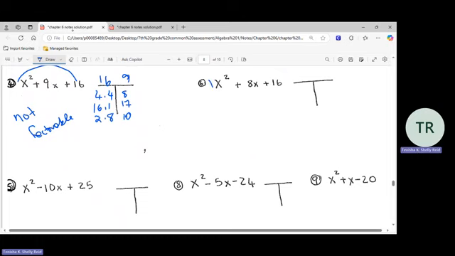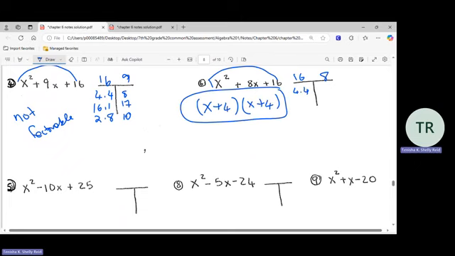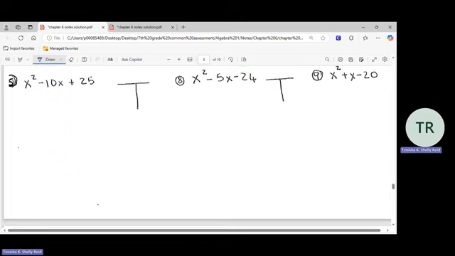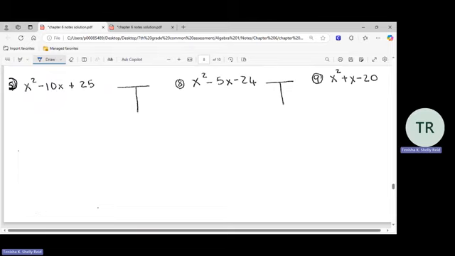So in the next one, we have 1 times 16, and added should be 8. Well, that's 4 and 4. So we have x plus 4 and x plus 4. I'm just going to go ahead and put the rest of the answers out. Number 5. 25 and -10. -5 then and -5. So this should be x minus 5 and x minus 5.